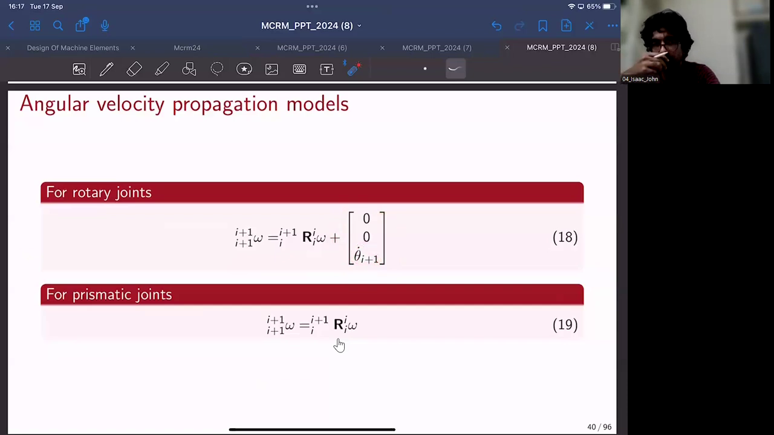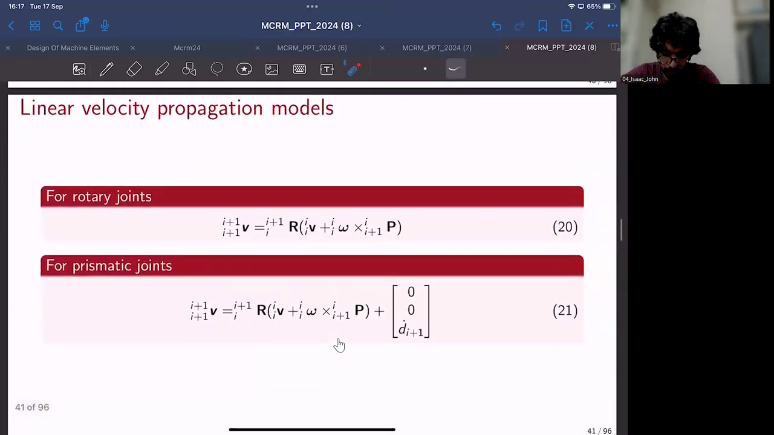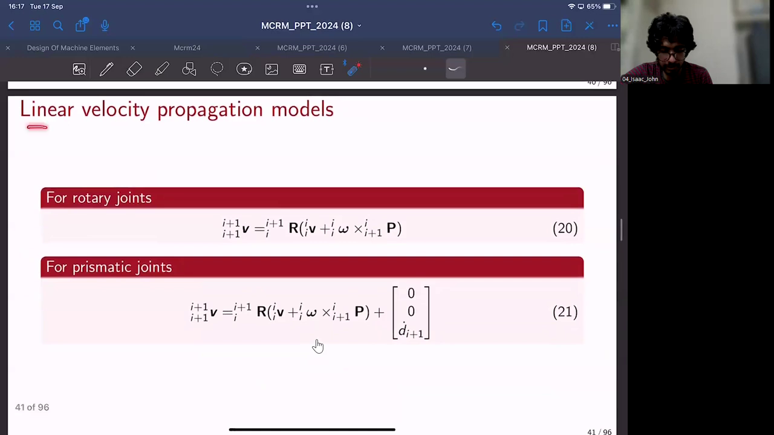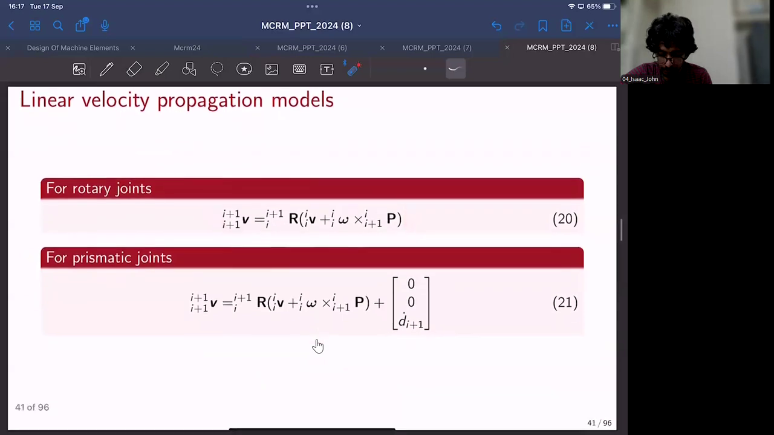Instead, it has a linearly varying component. So this is angular velocity propagation, and this would be linear velocity propagation for rotary joints and for prismatic joints. And this is that term that I was talking about. This term does not exist for the rotary joint because a rotary joint only moves in a rotating manner, so it does not have this linear velocity component. Okay. So yeah, we have also seen how we derive or obtain these models.